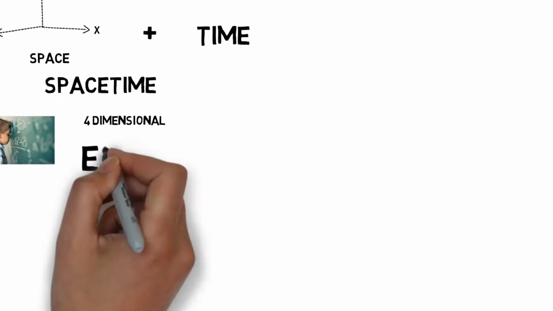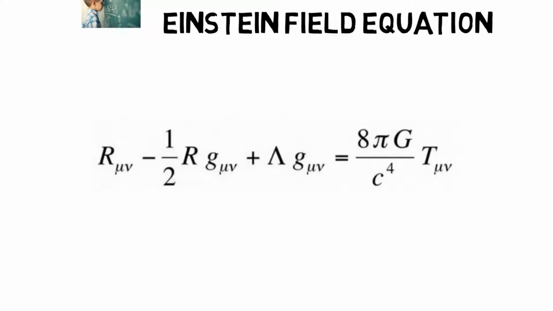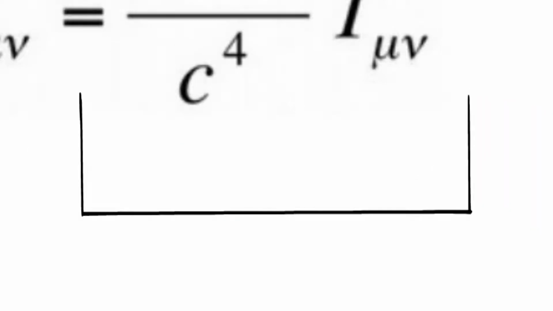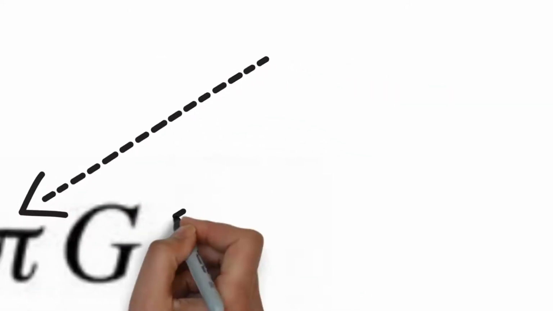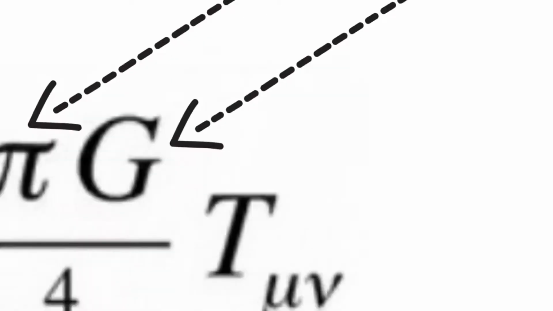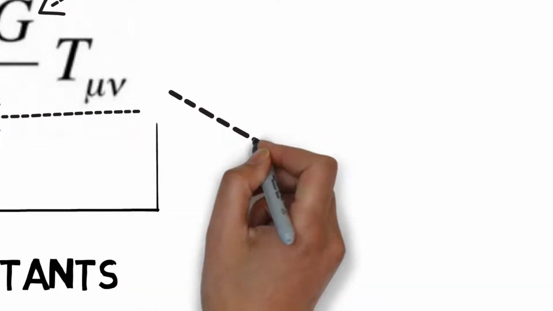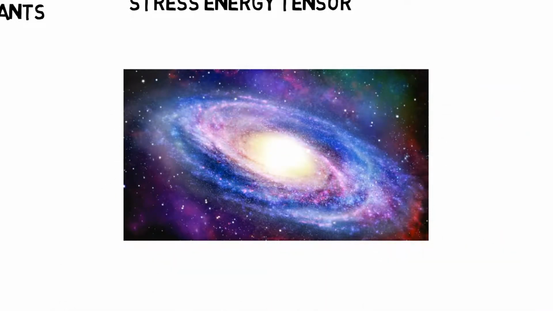To describe general relativity, we can refer to the Einstein field equation. It looks complicated, but we'll break it down. On the right side of the equation, we have some constants. They include pi, Newton's gravitational constant, and speed of light. T mu v is known as the stress-energy tensor. It describes how mass and energy are distributed throughout the universe.